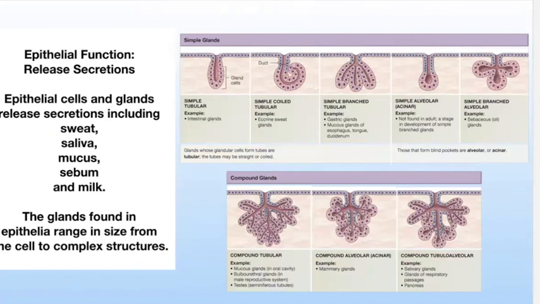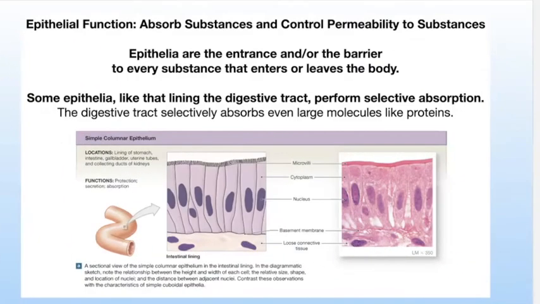Epithelia release many secretions. Epithelial cells and glands release sweat, saliva, mucus, sebum, and milk. The glands found in epithelium range in size from a single cell to complex structure. Epithelia are involved with the absorption of substances and the control of the permeability of our body to different substances. So epithelium are either the entrance or the barrier to the entrance of every substance that enters and leaves the body.